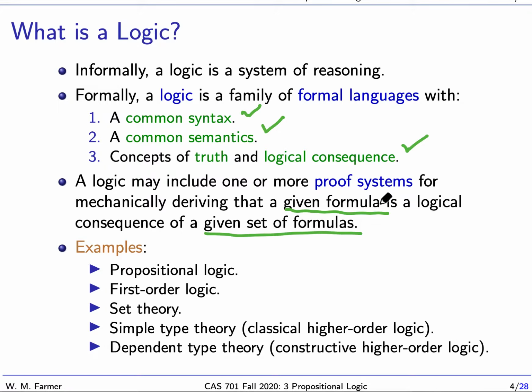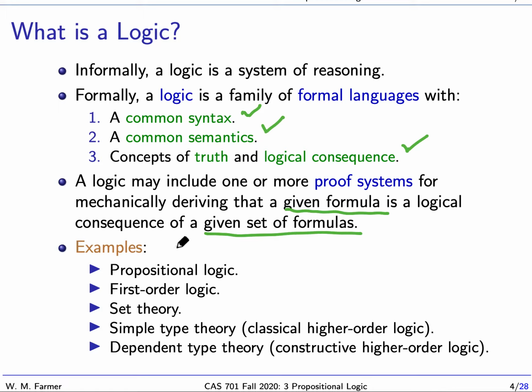Sometimes people define logics where you have a common syntax, a common semantics, and a proof system. Right? Let me say that more accurately. You have a common family of languages, a common syntax, and a proof system, and then it's optional what your semantics is. But the way I've defined it, the proof systems part is optional.